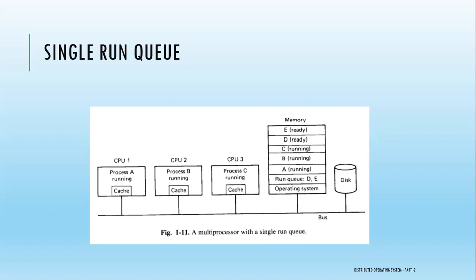As an example, we can consider the system which is shown in the figure displayed on the screen, which has 3 central processing units and 5 processes that are ready to run. All 5 processes are located in the shared memory and 3 of them are currently executing: process A on CPU 1, process B on CPU 2, and process C on CPU 3. The other 2 processes, D and E, are also in memory, waiting their turn.